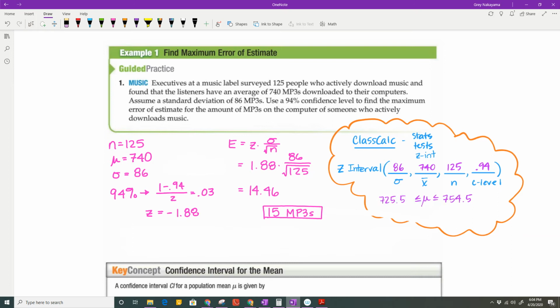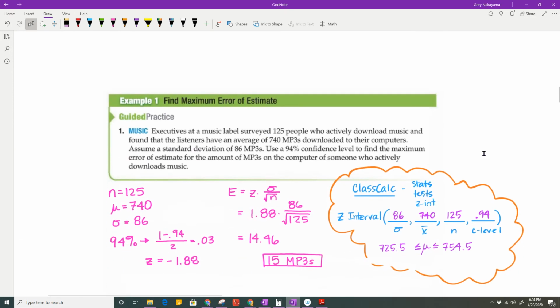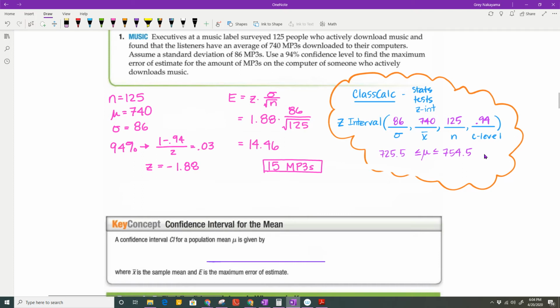I wrote this in here because when it's asking for the maximum error of estimate, just to show you back on this diagram up here, they're asking me for this. What I know from my problem is that ClassCalc gave me this number, 18.1, and that number, 22.7. I already know the mean. So how am I going to find this? I just have to subtract the mean from one of those numbers. I picked the bigger one. I subtract the mean, and that gives me 14.5, which rounds to 15 MP3s, because I can't really have half. It doesn't do any good to have half of an MP3. You're not going to buy half of a record.